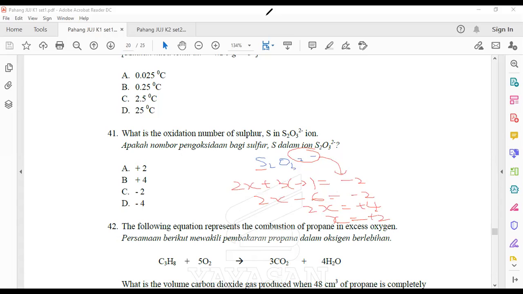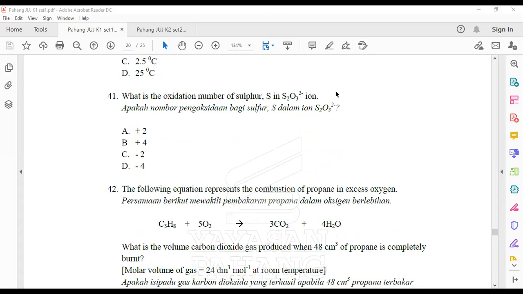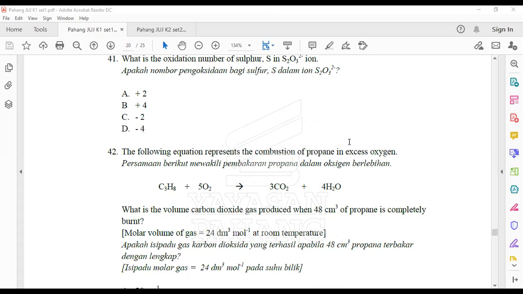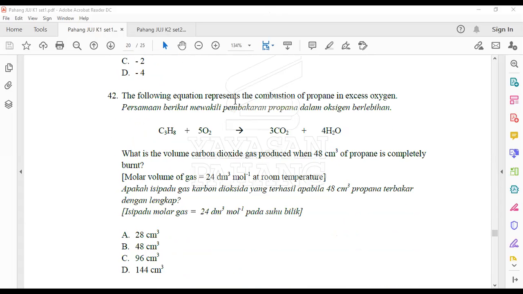Okay. Now for number 42. The following equation represents the combustion of propane in excess oxygen. This is the equation, and given to us is 48 centimeter cube of propane completely burnt. Now, what is the volume of carbon dioxide gas produced? And our answer will be D, donkey.